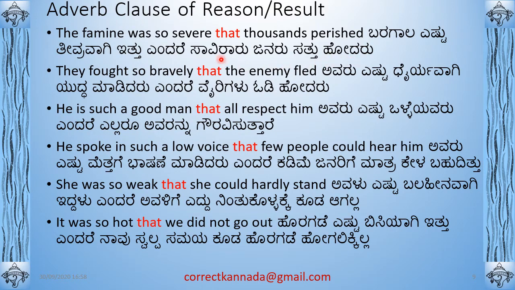ಸಾವಿರಾರು means thousands, ಜನರು. So saviraru, this aru is a suffix that you add to words to give the sense of thousands of, hundreds of. Hundreds of, you will say nuraru. Tens of means hattaru, like that. Aru is just added to say thousands of. Janaru sattu hodaru. So endare is used just to say such that.